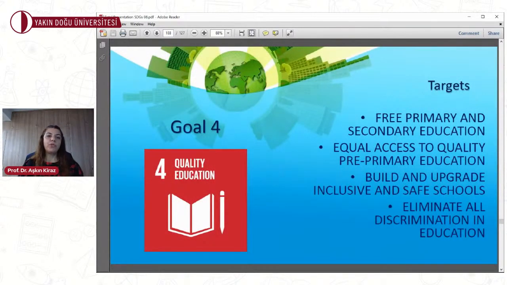This is the first goal of social sustainability, goal 4, quality education. There are many targets, as you see on previous slides, but I choose the most important targets according to me. Free primary and secondary education. Isn't it important? Equal access to quality pre-primary education. Build and upgrade inclusive and safe schools. Eliminate all discrimination in education. These are the most important targets, I think.